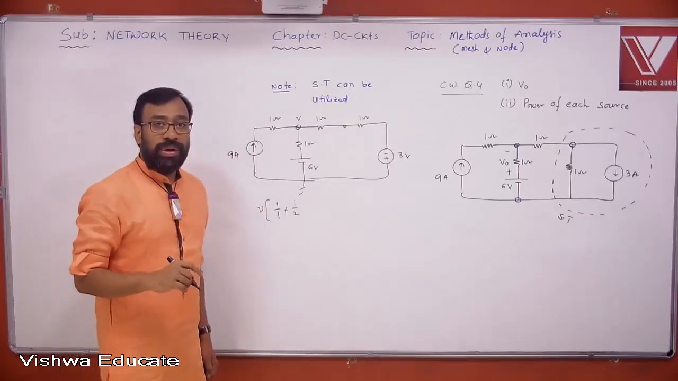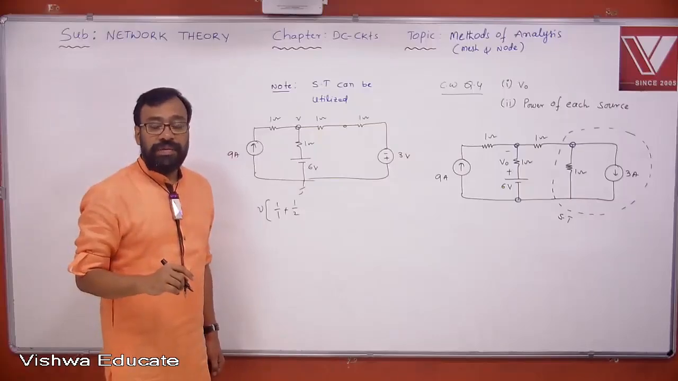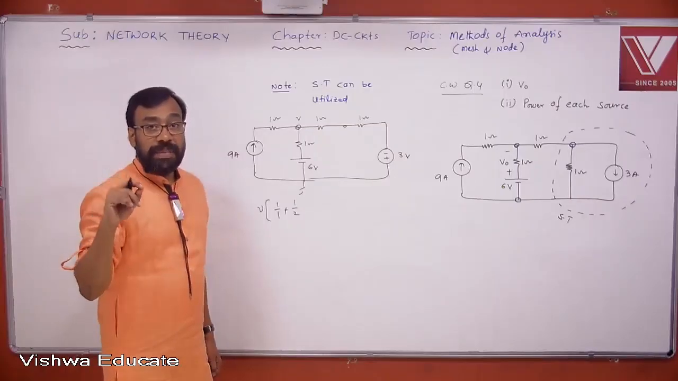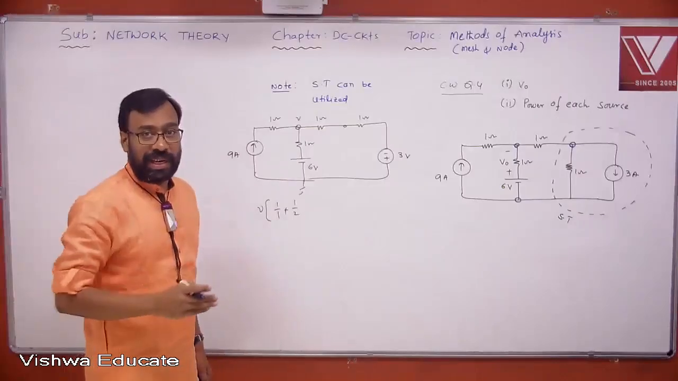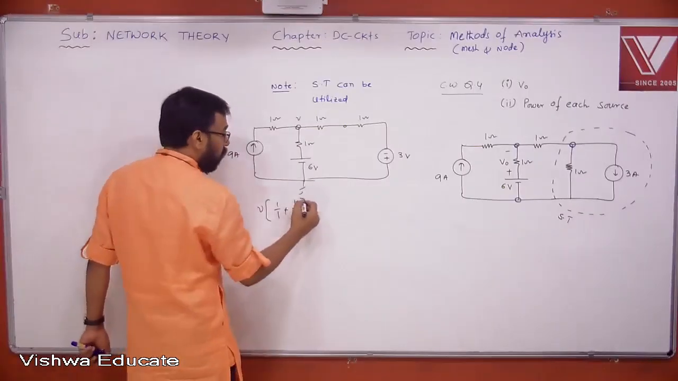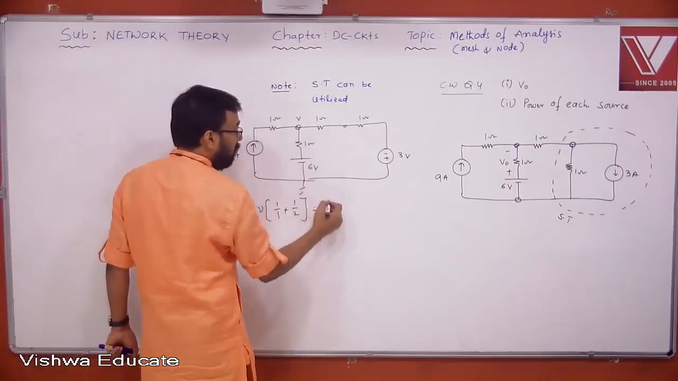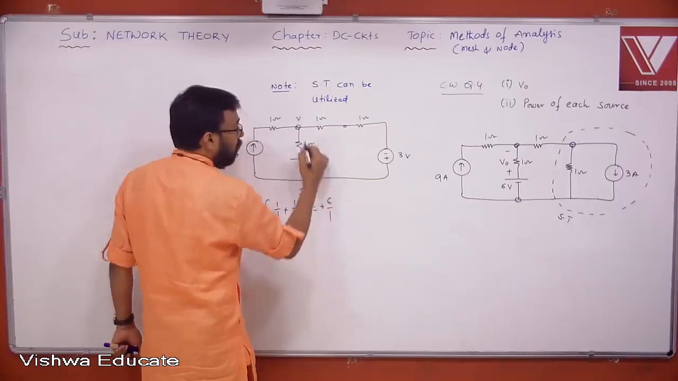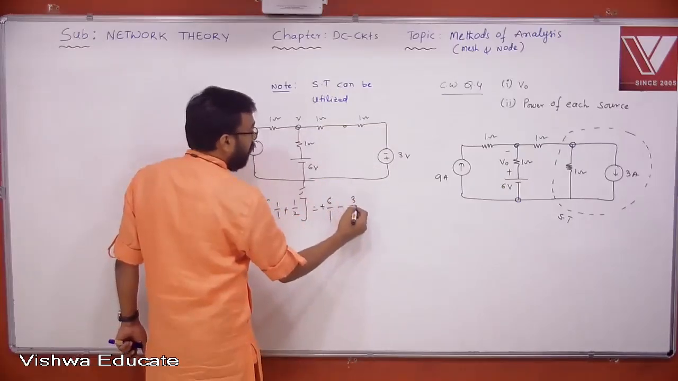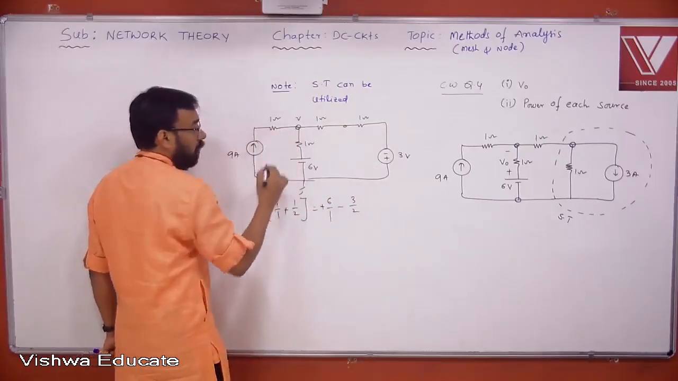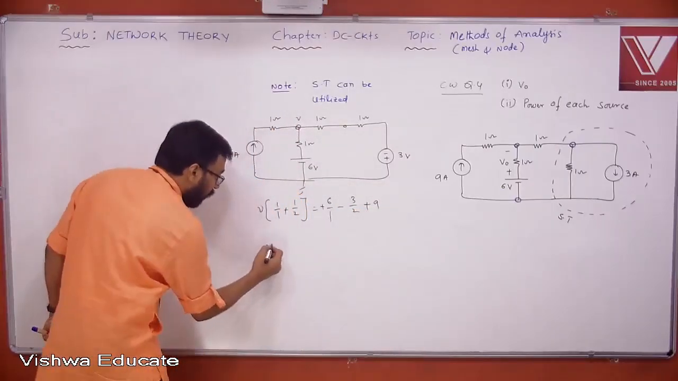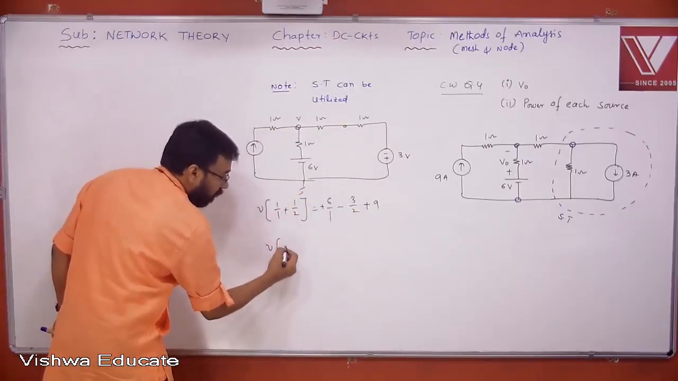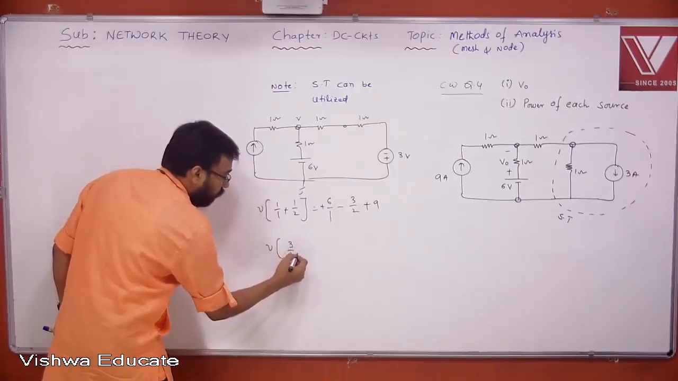I told you in one of the previous sessions, when there is an element in series with the current source, it can be neglected as far as node voltages are concerned. Now the equation is 6 by 1, touching negative, minus 3 by 2, entering current plus 9. Therefore, now you can find, it is 1.5, that is 3 by 2.